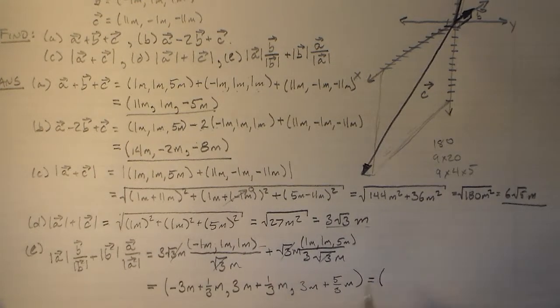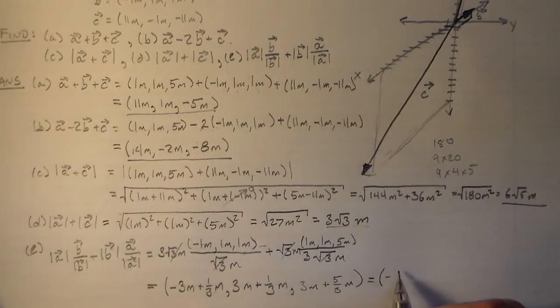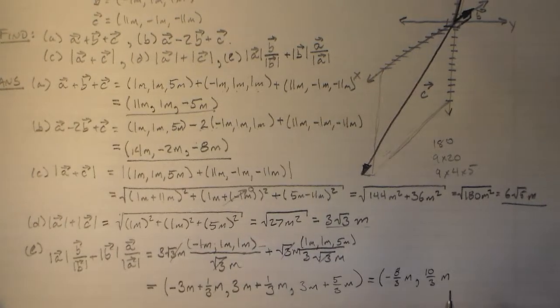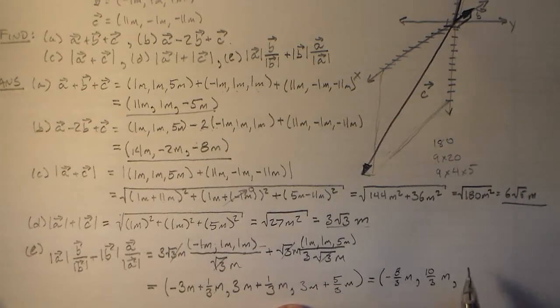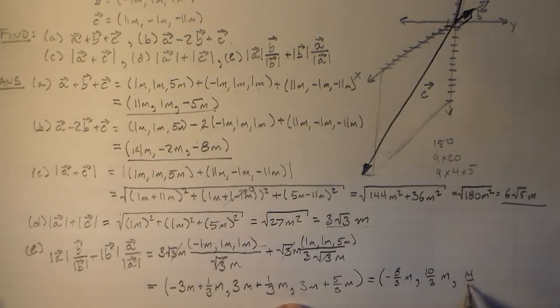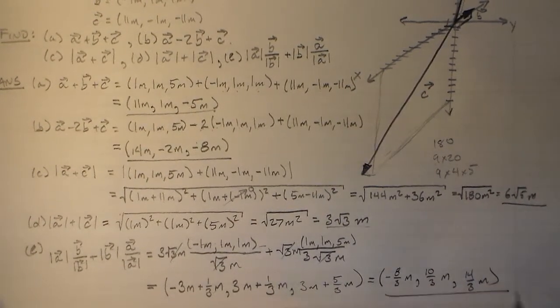But this is actually the end, because we add these two things together. We have 9/3 minus 1/3, so we have 8/3 of a meter here. So we have 9/3 plus 1/3, so we have 10/3 of a meter here. And then finally we have 9/3 plus 5/3, which means we have 14/3 of a meter here. And there we go. Nice, simple, easy to use.